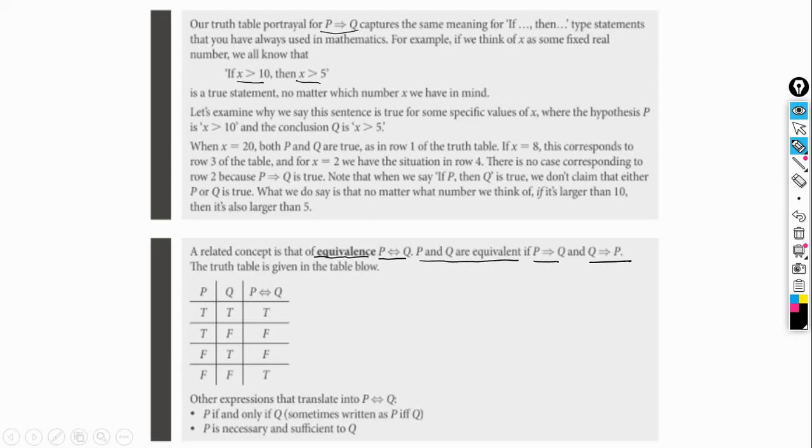This is the truth table. Notice that the only circumstances where this is true is where both statements are true or both statements are false. So notice that we can say this as P if and only if Q, sometimes written as P iff Q with double F, or P is necessary and sufficient for Q.